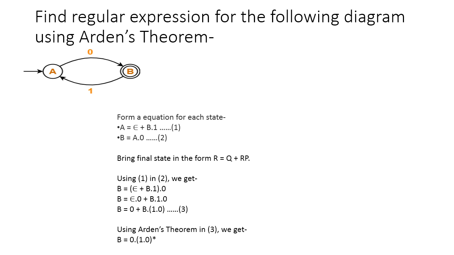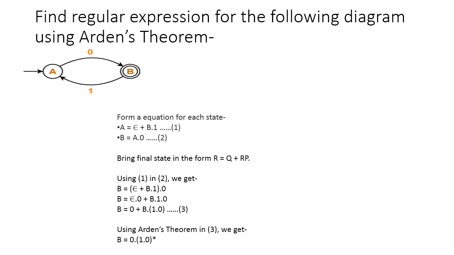So here you can see that R equal to Q plus RP, or I can say that R equal to P plus RQ. Both are the same thing. You just have to understand the concept. So R equal to Q plus RP. So R is equal to Q, that is 0, plus R, same, B same. So R, that is B, and P is 1 into 0.